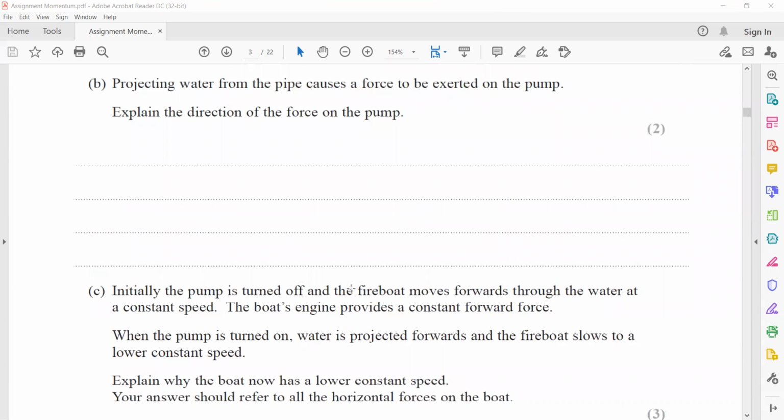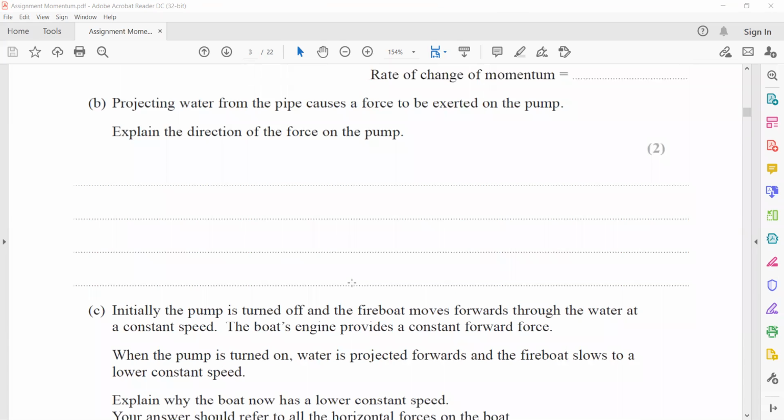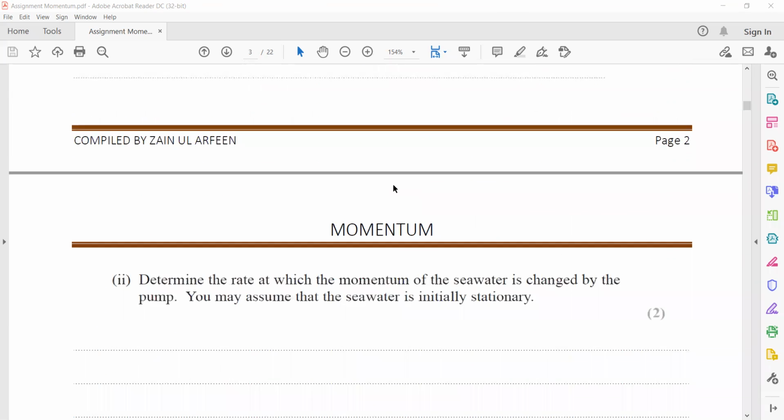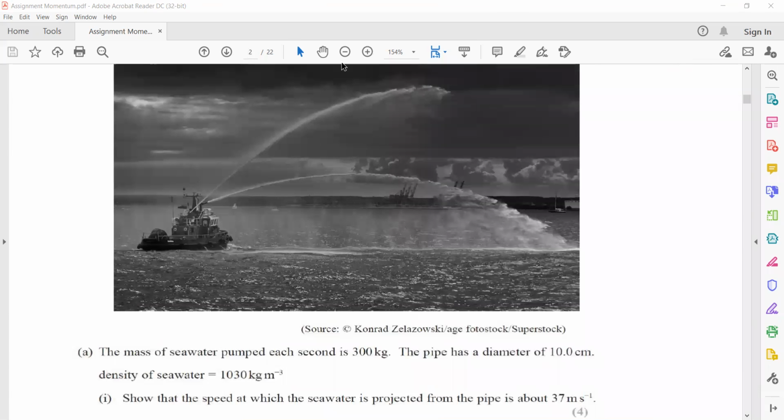Projecting water from the pipe causes a force to be exerted on the pump. So when the water is coming out, it is exerting force. Explain the direction of the force on the pump. The question is, what will be the direction of the force on the pump? So basically, the pump is forcing the water forward. So what is happening, according to Newton's third law? The pump applies a forward force to the water.